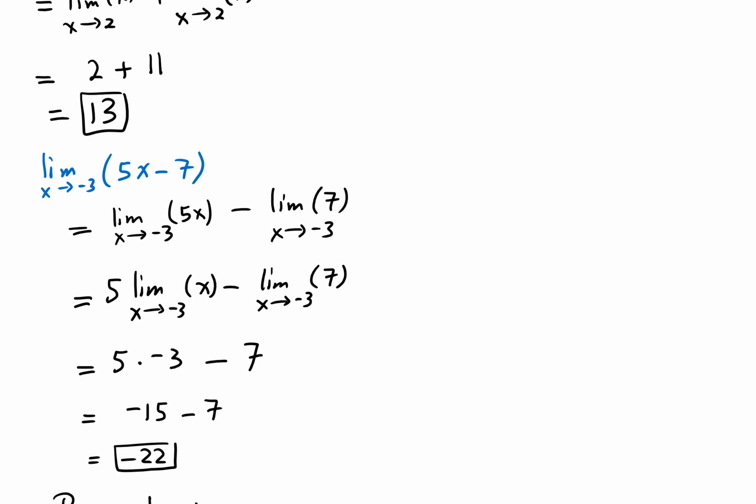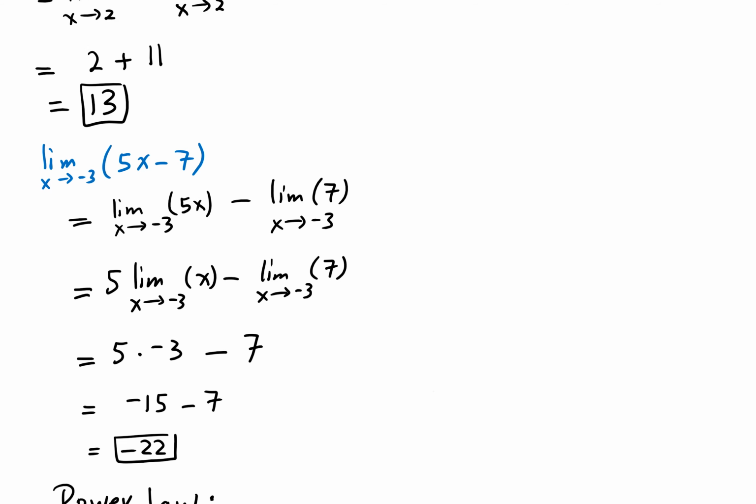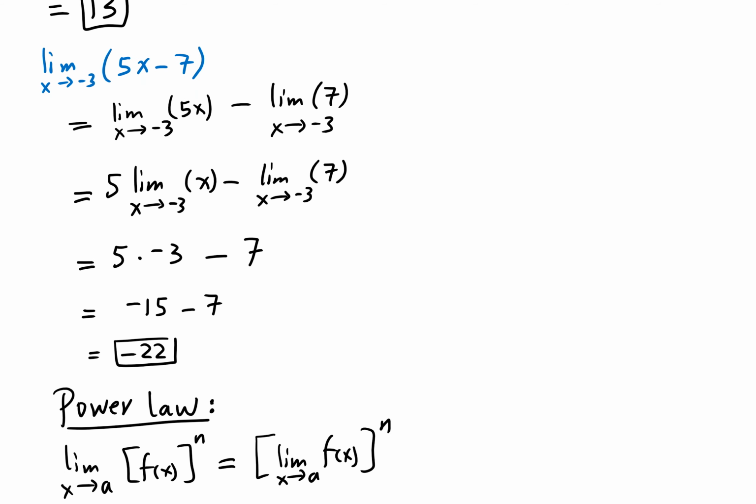Now we have more laws for exponents. This is the power law. It says if you are passing the limit of a function that is being raised to an exponent, it's the same as passing the limit inside to the nth power. You must take the 5 out. For this section, all the steps need to be applied. Otherwise, why are we teaching you that law or that property? You need to apply it, right?